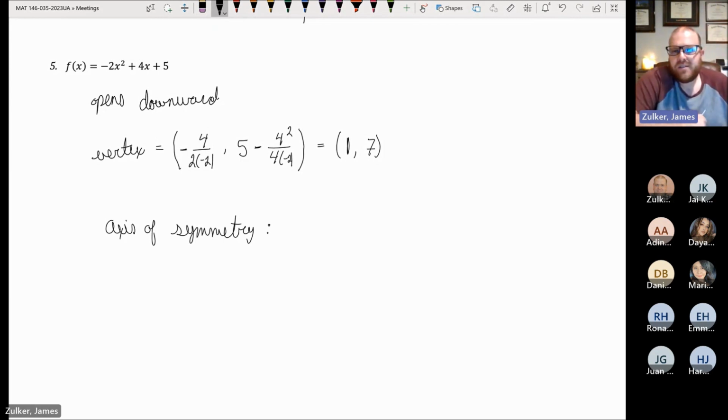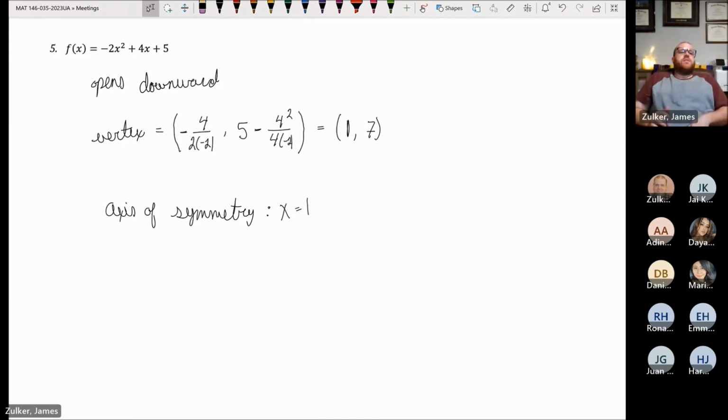What is the axis of symmetry? Right, it's the line x equals 1. Again, we always have a y-intercept. Do we have x-intercepts? Yes, we do. Our vertex lies above the x-axis, and we're opening downward. So f of 0 is 5.